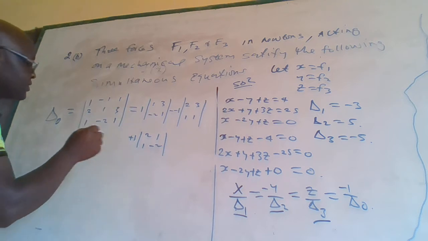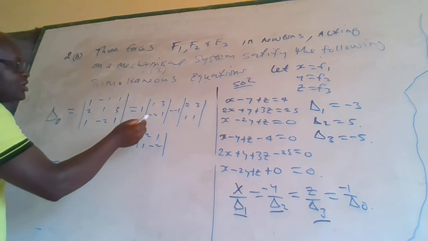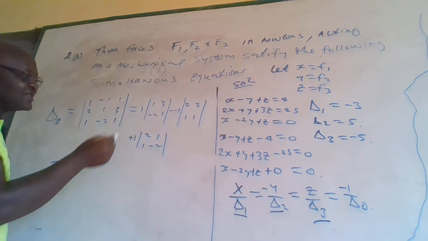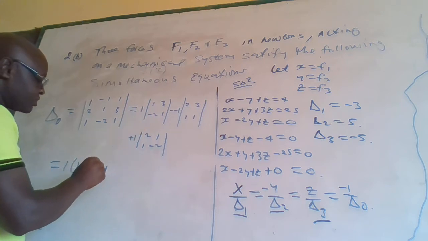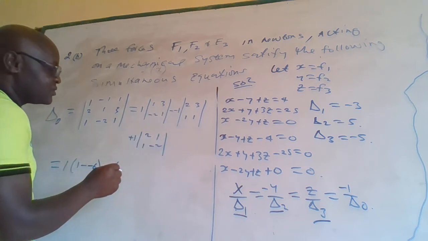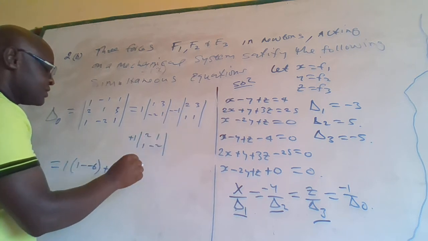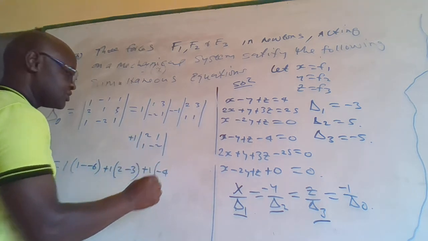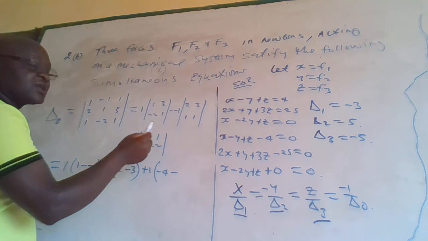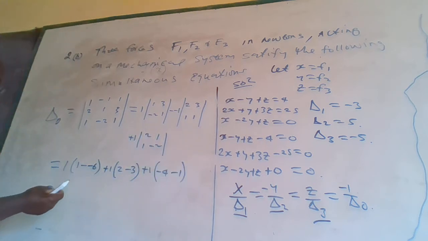We expand this, so we have 1 times 1, we have 1, minus negative 2 times negative 2 times 3, we have negative 6. This will be plus 1 into 1 times 2, we have 2, minus 1 times 3, we have 3. Then plus 1 into negative 2 times 2, negative 4, minus 1 times 1, we have 1.